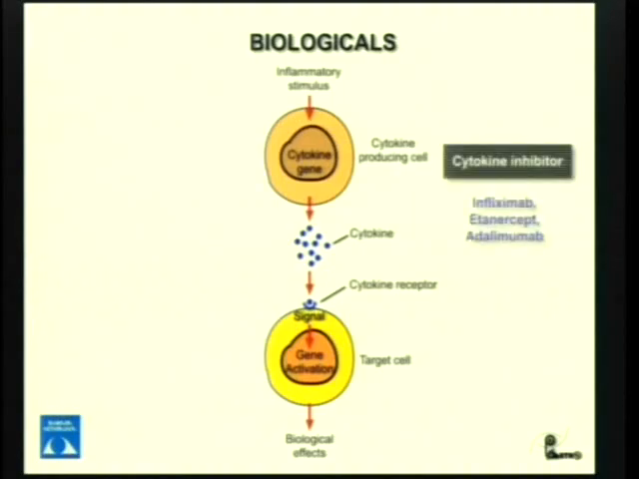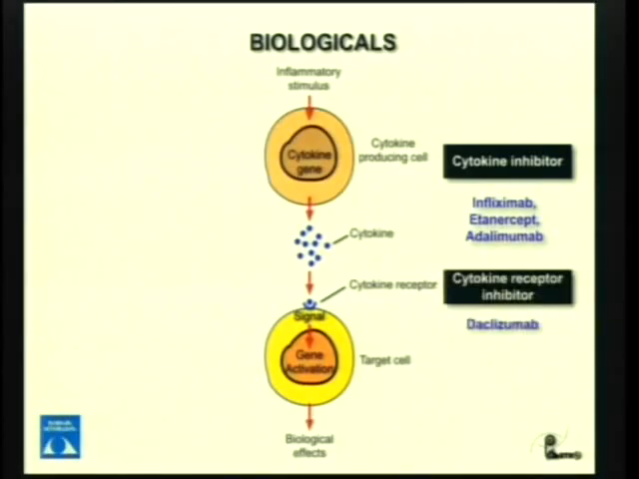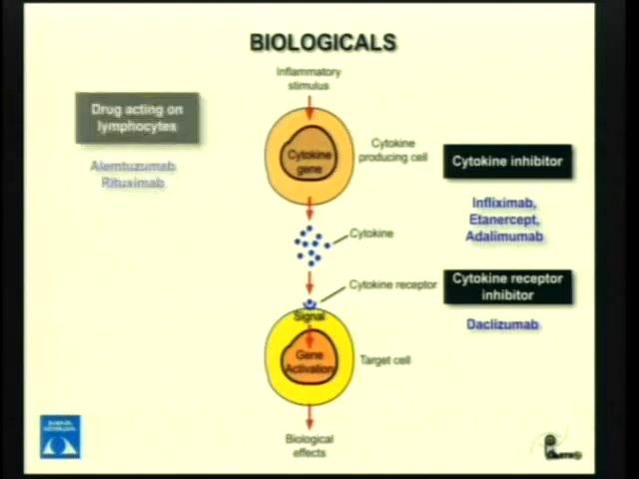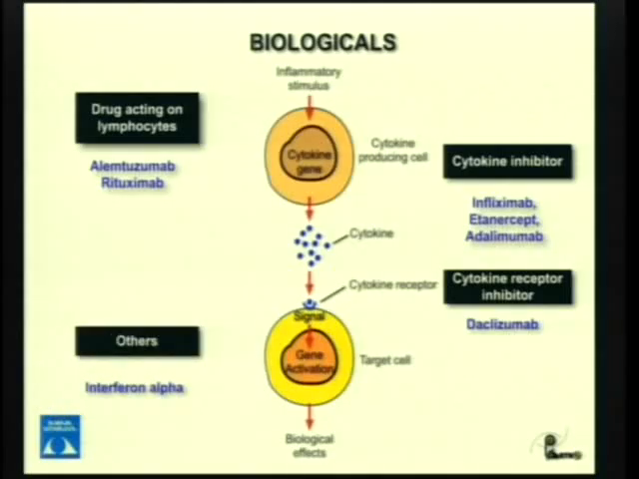Now we'll see what are the different kinds of biologicals we have. We have the cytokine inhibitors, which specifically inhibit the cytokine, like infliximab, etanercept, adalimumab. Then we have cytokine receptor inhibitors like daclizumab. We have drugs acting on the lymphocyte like alemtuzumab or rituximab. Rituximab is known to inhibit specifically the B cell lymphocyte. We also have recombinantly produced interferon alpha.